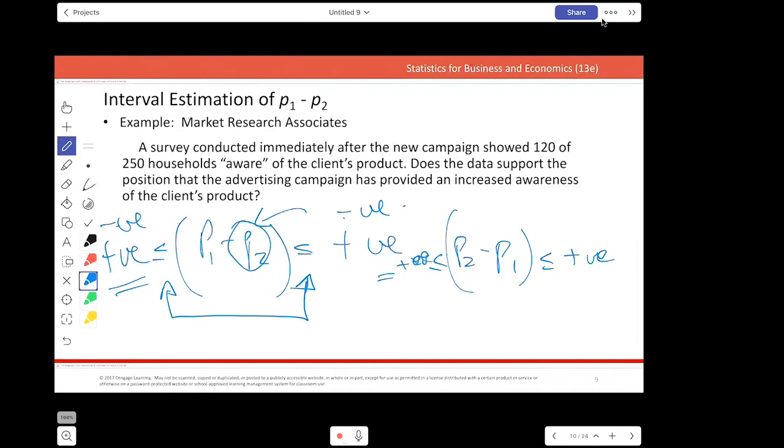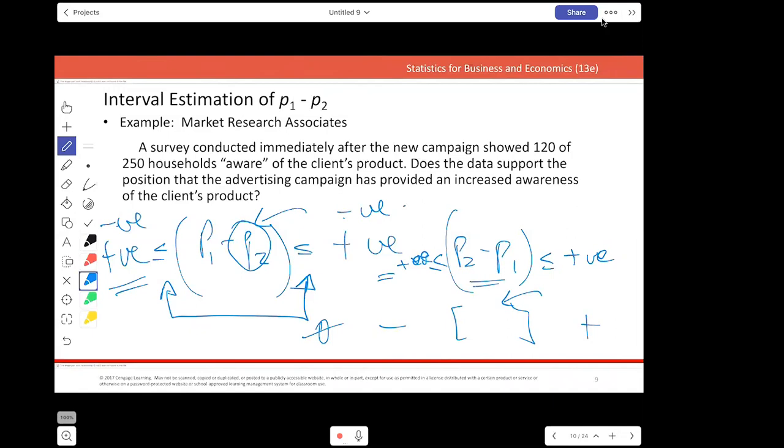Sorry. But if one is negative and the other one is positive, it means that it is possible in the interval, because between the negative value and the positive value, there is the value of 0, right? And so if it is possible that the difference between them can be 0, it means that we don't have clear evidence that one of them is bigger than the other. In other words, we have no clear evidence that the campaign has worked.